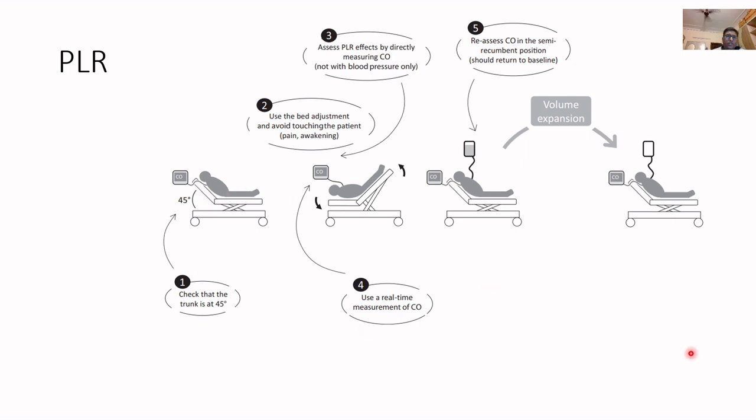Here it is important to know that you don't touch the patient. Do the changes simultaneously. Use the remote of the bed and probably explain to the patient, depending upon the situation, and use a real-time measurement of cardiac output. Suppose a non-invasive cardiac output monitor is there, you can use that, impedance cardiometry or electrical cardiometry based devices, or you can do delta VTI, delta V peak to get an idea of the change in the cardiac output with the PLR test.